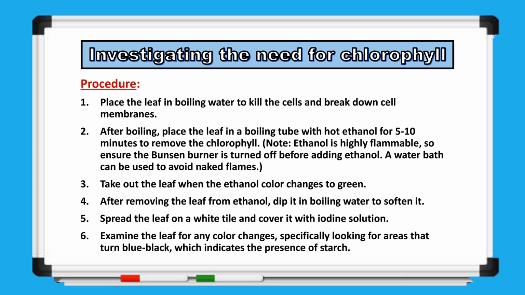Once the ethanol turns green, which shows that chlorophyll has been removed, we take the leaf out and dip it quickly back into hot water. This softens the leaf, as it tends to become brittle after soaking in ethanol. After that, we lay the leaf flat on a white tile and cover it completely with iodine solution. This step is crucial because iodine acts as a test for starch. Finally, we examine the leaf for any color changes. Areas that turn blue-black show the presence of starch, meaning photosynthesis has occurred there. If any part of the leaf stays orange-brown, it means no starch is present, and therefore, photosynthesis did not take place in that part, likely due to the absence of chlorophyll.